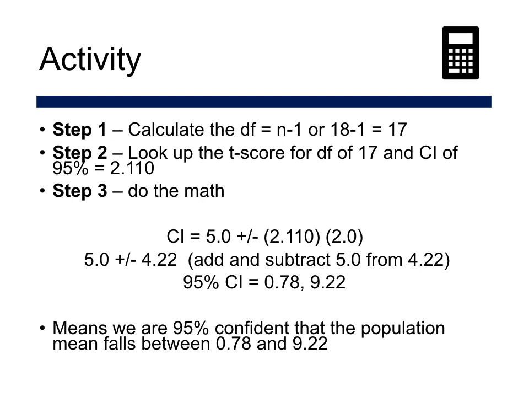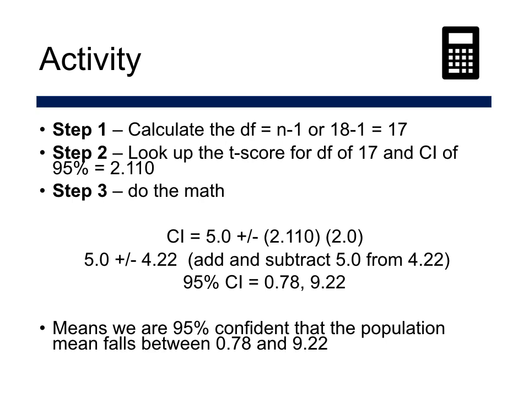How did I get that? I subtracted 4.22 from 5.0, and I added 4.22 to 5.0. This means we are 95% confident that the population mean falls between 0.78 and 9.22.